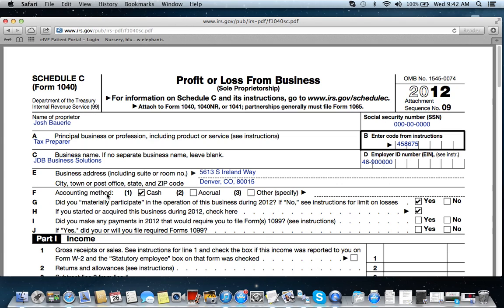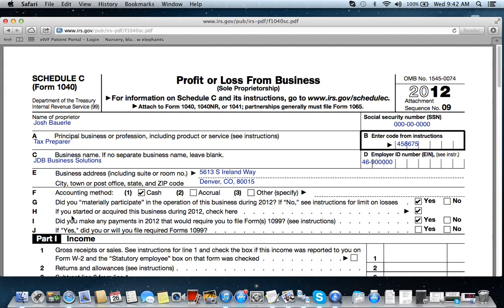Did you make any payments in 2012 that require you to file Form 1099? If you're not familiar, a 1099 is something you have to fill out if you paid someone $600 or more during the year. They're called independent contractors. They're not employees. They're just someone you have do work here and there, and you have to send these out if you paid them more than $600 for the entire year. So if you did, click yes. If you didn't, obviously click no.